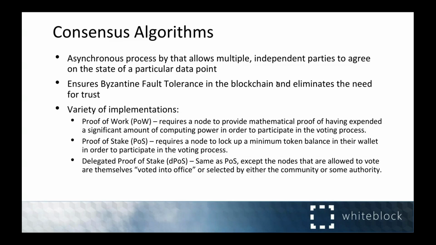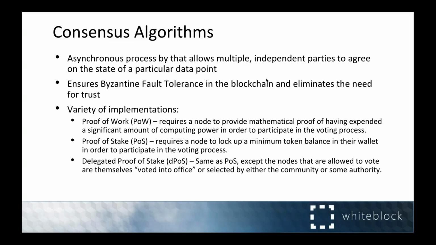And DPoS is something that EOS is presenting, and I don't know if this is Byzantine fault tolerant, just based off of what I've read and seen and tested with the EOS network. I don't know if their DPoS is necessarily fault tolerant, but that's where the nodes are voted into office, either by the community or some other authority, whether it's algorithmic or not.